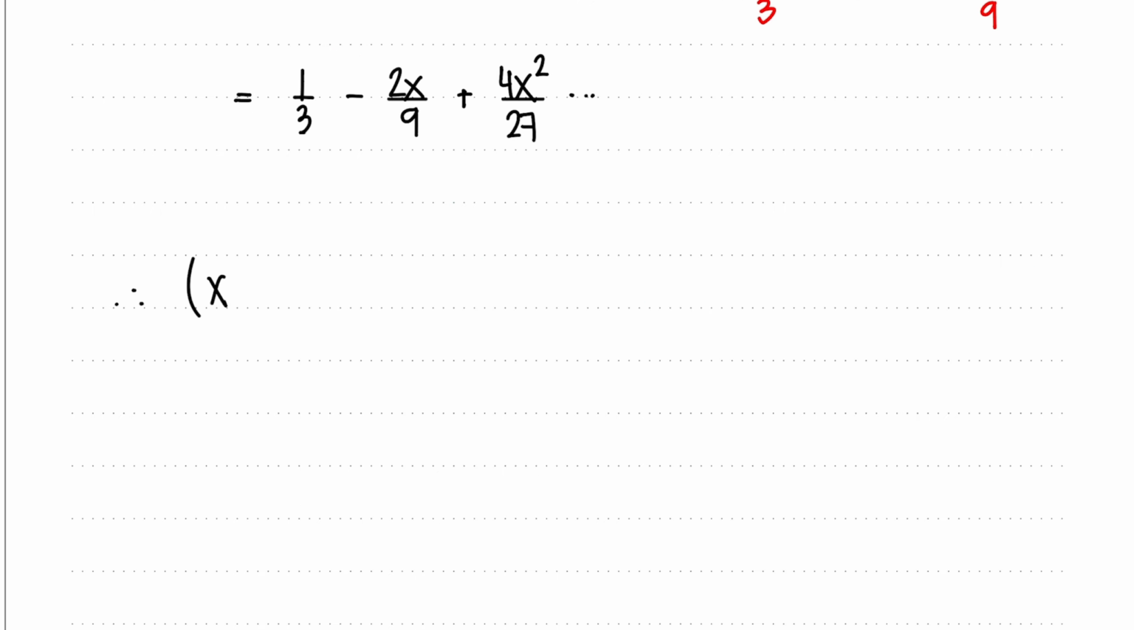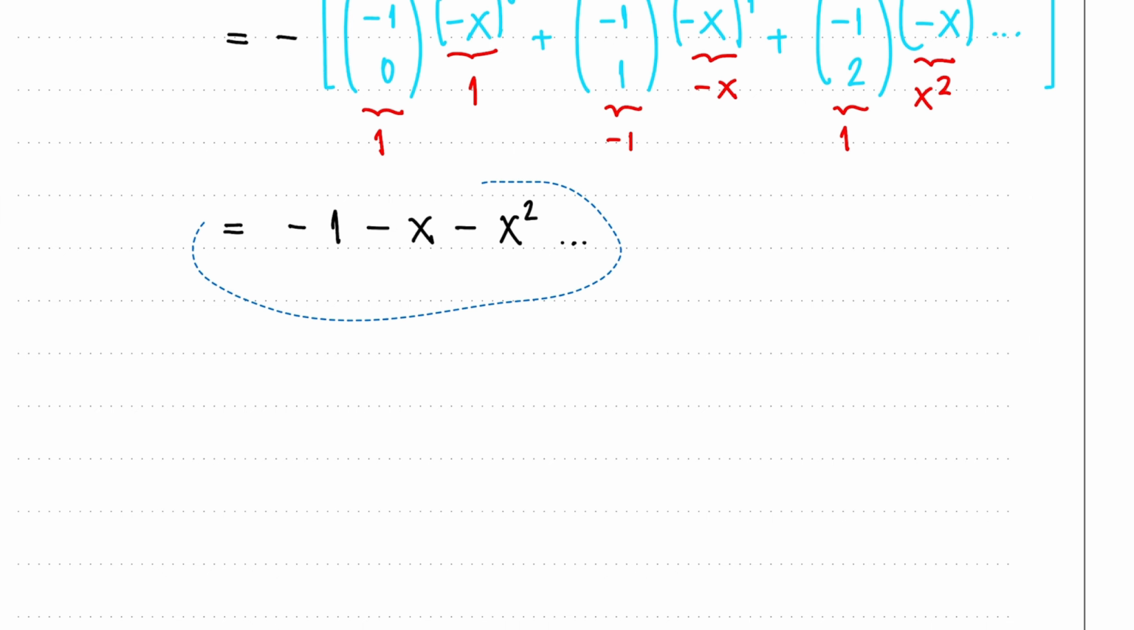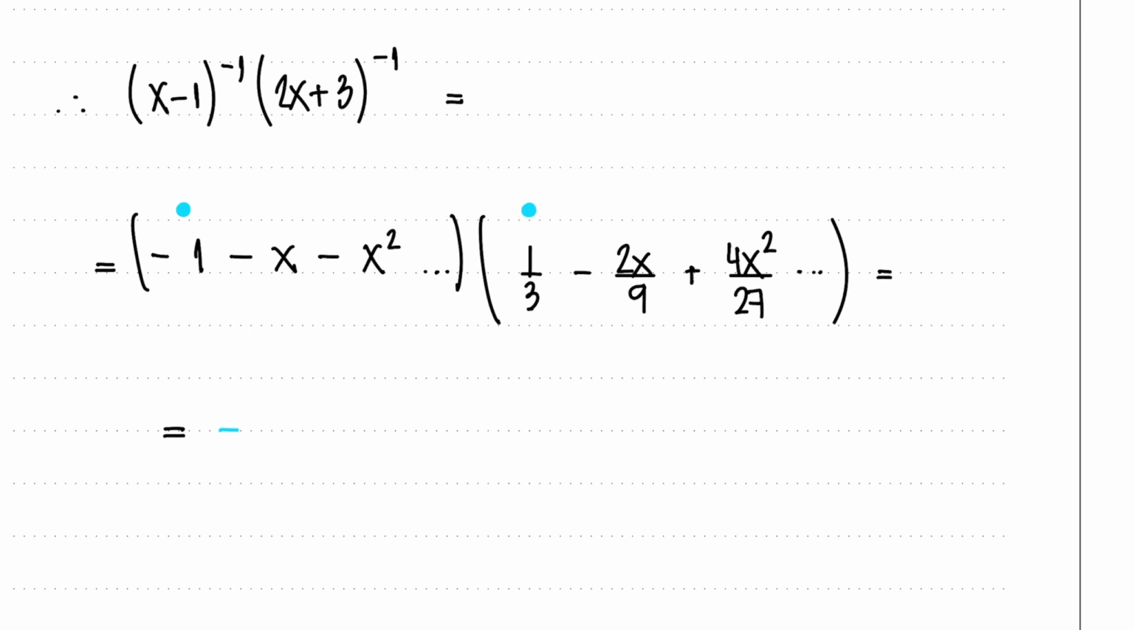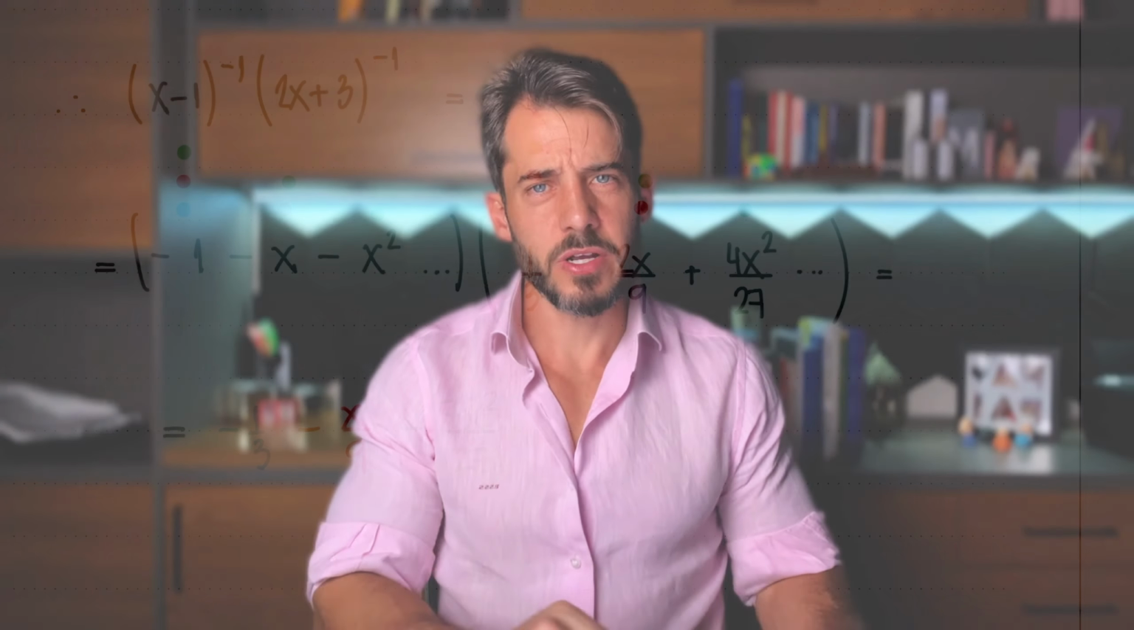So ultimately, this product, x minus 1 to the negative 1 times 2x plus 3 to the negative 1, will give us, and we can grab the individual answers, negative 1 over 3, 2x over 9 minus 1/3 of x, which is negative x over 9, and then 4x squared over 27 minus 1/3 of x squared plus 2x squared over 9, which is negative 7x squared over 27, and that's it. Kind of a long exercise.